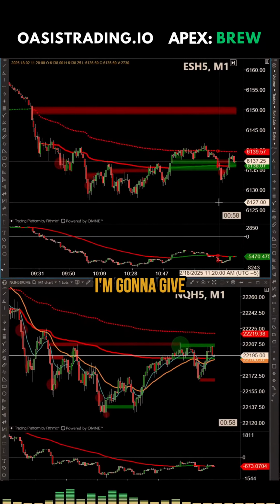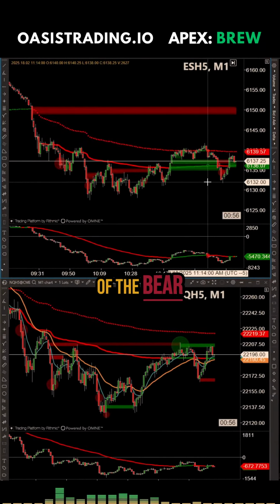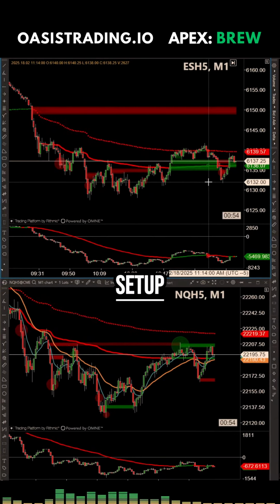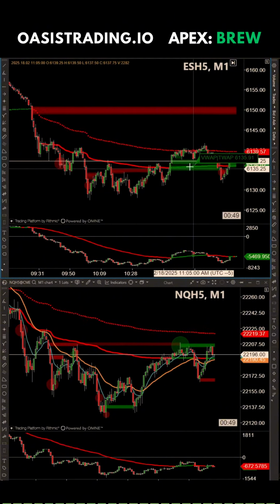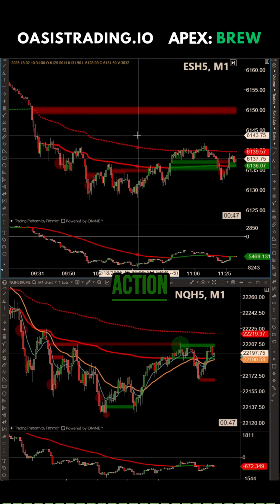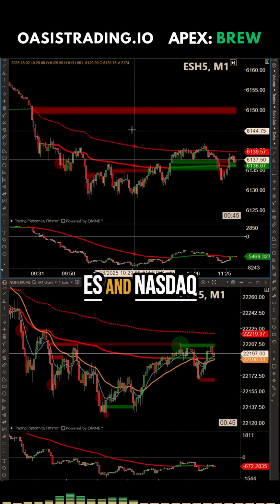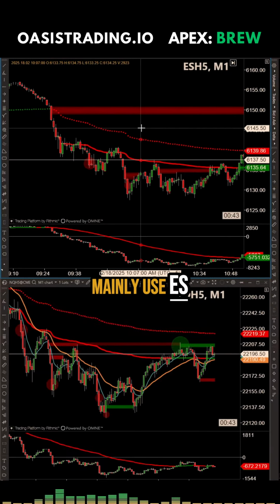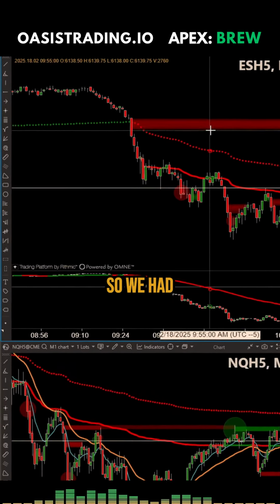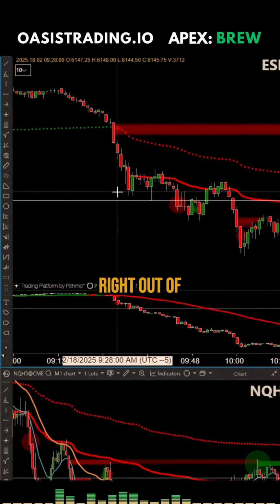All right, guys, in today's video, I'm going to give you a couple more examples of the bear flag into VWAP setup. We've had a few videos on this already, but there are some really good examples from today's price action. We saw these happening on ES and NASDAQ, but I'm going to mainly use ES to show this pattern here. So we had very strong sell pressure right out of the gate.